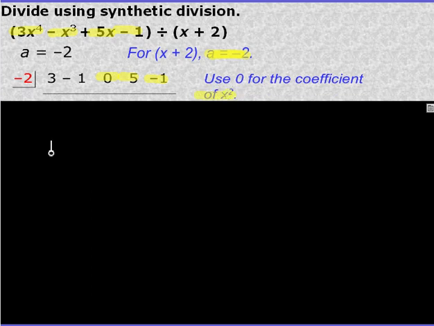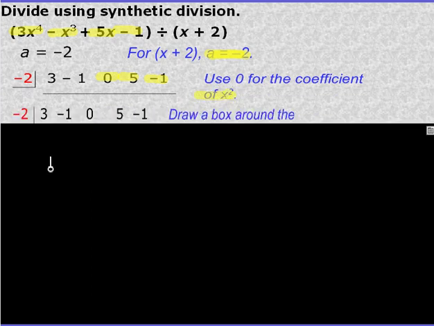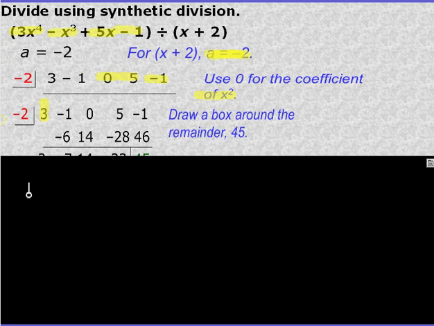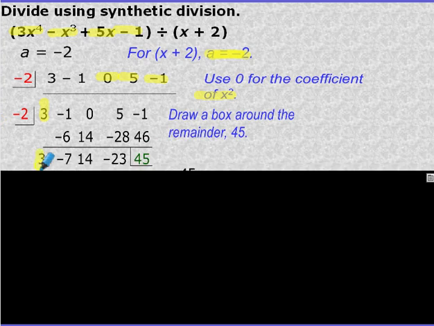And now we're going to use our process. We're going to bring our 3 down, multiply that by negative 2 to get negative 6. Negative 1 and negative 6 gives us negative 7. Multiply negative 2 and negative 7 to get positive 14. 0 and 14 is positive 14.